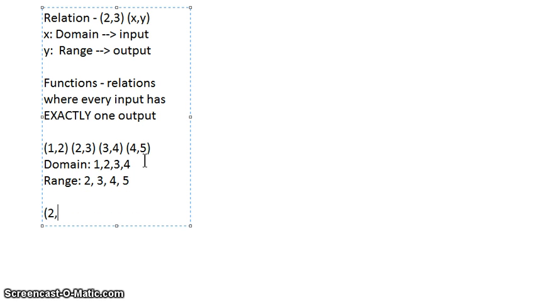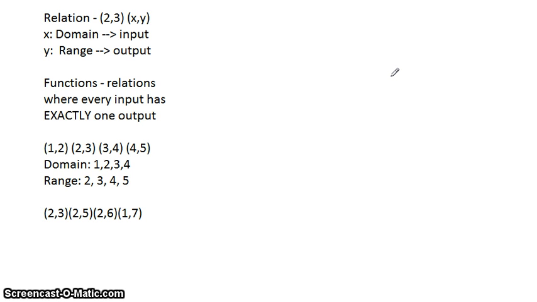So an example of a non-function would be something like this, where we've got 2, 2, and 2 giving me 3, 5, and 6. Okay, so because 2 gives me so many different outputs, this would not be a function. Now, when you're doing these, again I said you could visualize these and look at them to figure out if they're a function or not. Another way you'll look at them is on graphs.